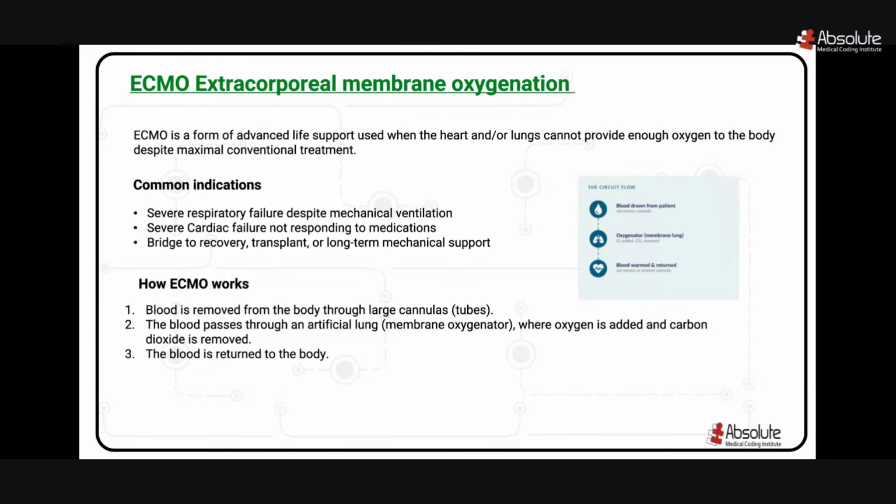So there are three steps involved. Imagine the ECMO machine acting like an external lung and heart. The first step is to remove the blood from the patient's body through large tubes called cannulas. Step two is when the blood travels through a special device called a membrane oxygenator, which is essentially an artificial lung. Here the carbon dioxide is removed and fresh oxygen is added.